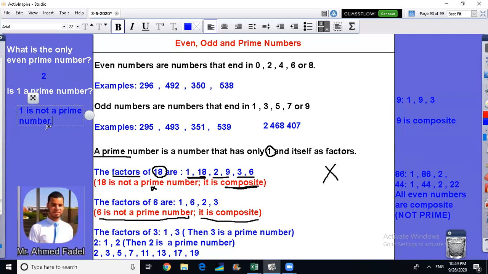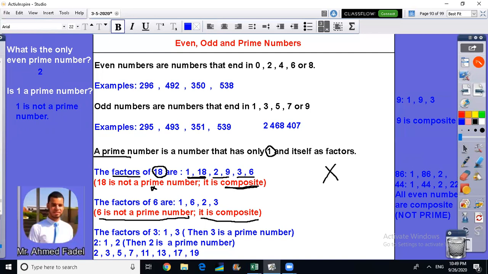Okay, guys? 1 is not a prime number. Know this very well, please, because this question comes a lot in the tests. 1 is not a prime number, and the only even prime number is 2. Okay.